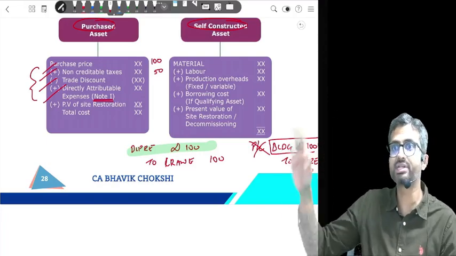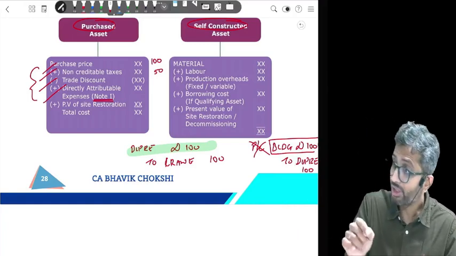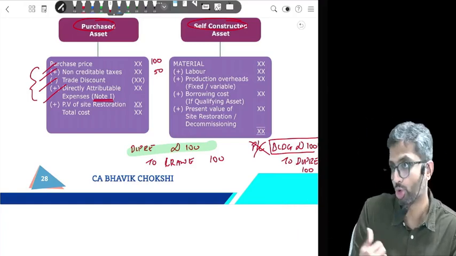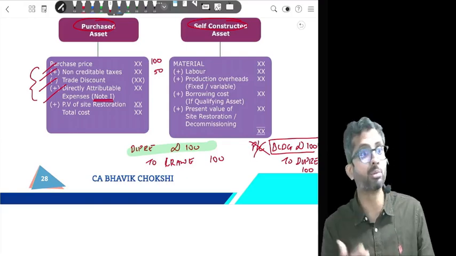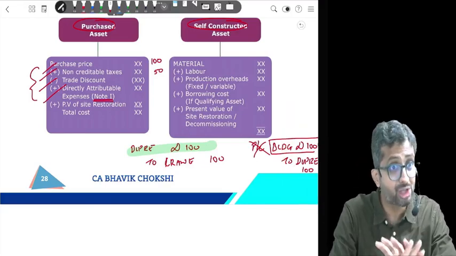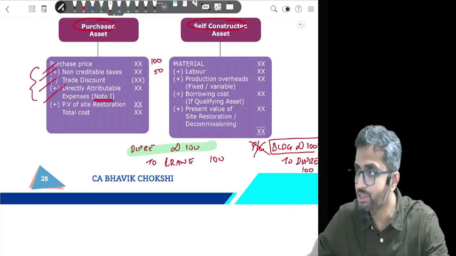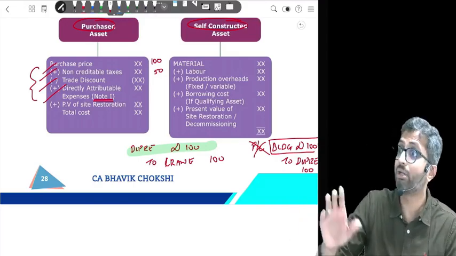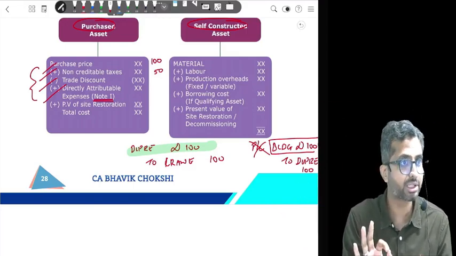People say, no, this is depreciation, so it will go to P&L. If it is depreciation directly attributable to the asset, we should capitalize it. Some students get even more confused. They say, no sir, the asset is being constructed, how will it be depreciated? You are not depreciating the building. Building is still capital work in progress. There is no depreciation on the building. This is depreciation on a crane which is used to construct the building. They are two different things. Are we clear with this?